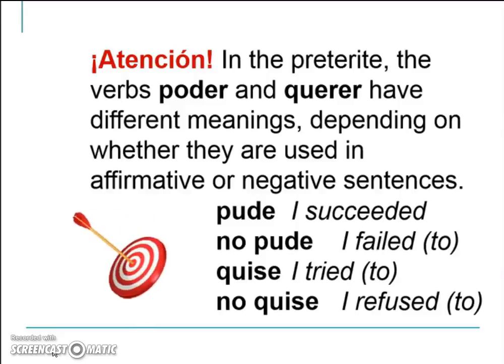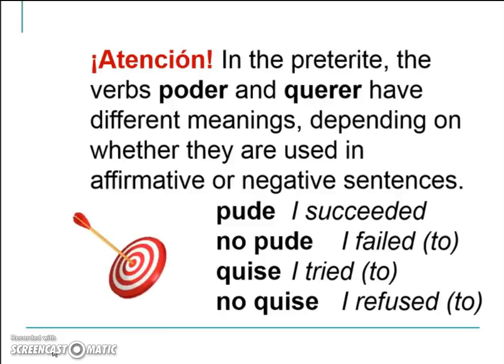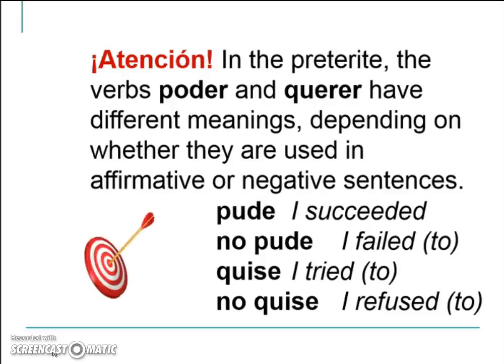Quise is I tried, like we mentioned previously. But once you make that verb negative, no quise, it's I refused. Okay, and that's not used as often. A lot of times we use querer in the imperfect. We don't use it very much in the preterite. But if you would, this is what you would be saying: either I tried or I refused to do something. Okay, so there's a little bit of a change there.